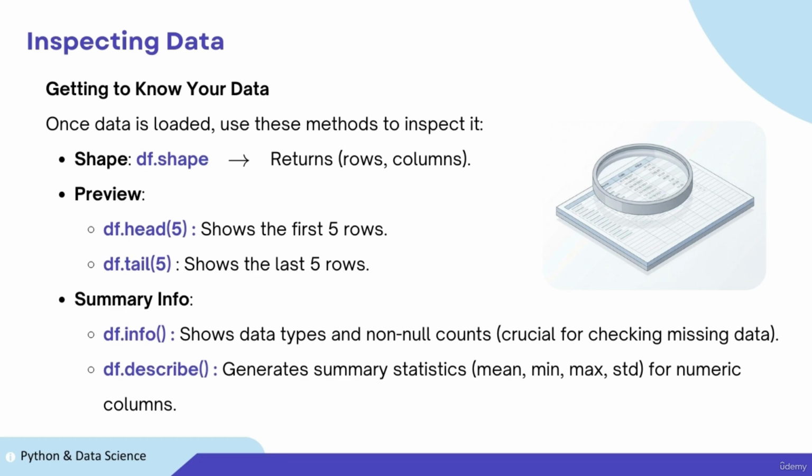This is crucial. It tells you the data types of each column and, remarkably, the non-null counts. This is your first clue if data is missing. Finally, for a statistical snapshot, use df.describe(). This instantly calculates the mean, minimum, maximum, and standard deviation for all your numeric columns.